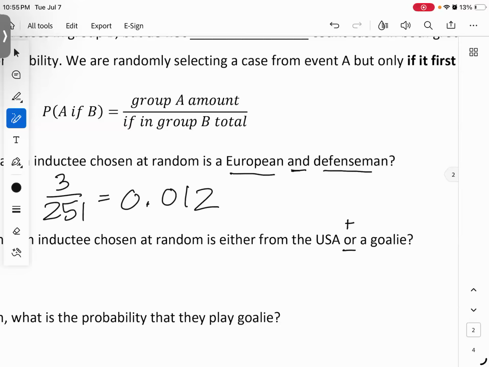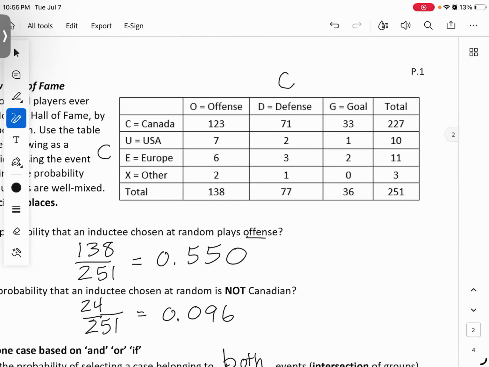Whenever you count some of the USA people, you might also at the same time be simultaneously counting some who are goalies. So you don't want to accidentally double count those. Whenever you count a part of USA, don't also recount them again with goalie. Watch, let's do this. We're trying to find someone who's USA or goalie. If I were to just do this, here's all the USA people. That's 7 plus 2 plus 1.